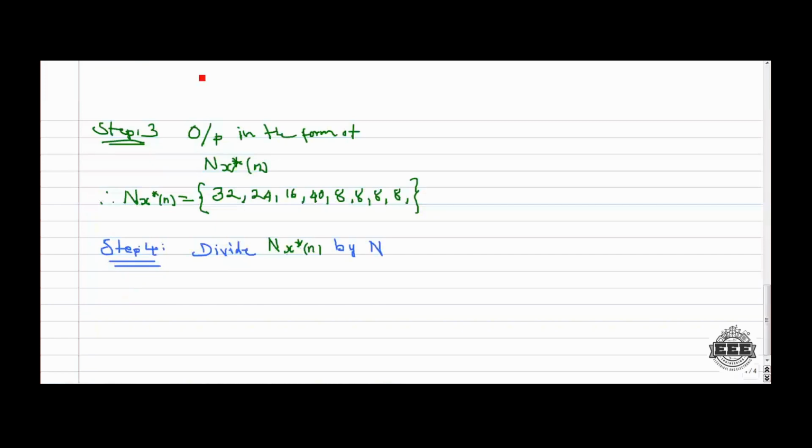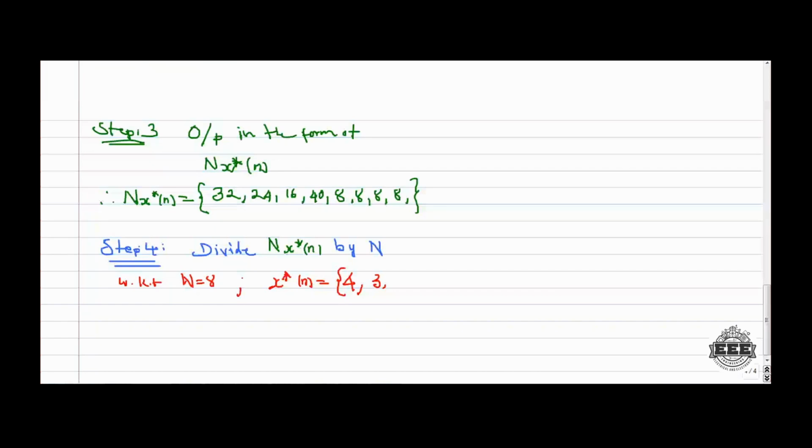We know that N equals 8. So if you substitute by dividing by 8 here, you get X star of n. Therefore X star of n is equal to, dividing by 8, 32 divided by 8, which is 4. Then 24 divided by 8, 3. Then 2, 5.